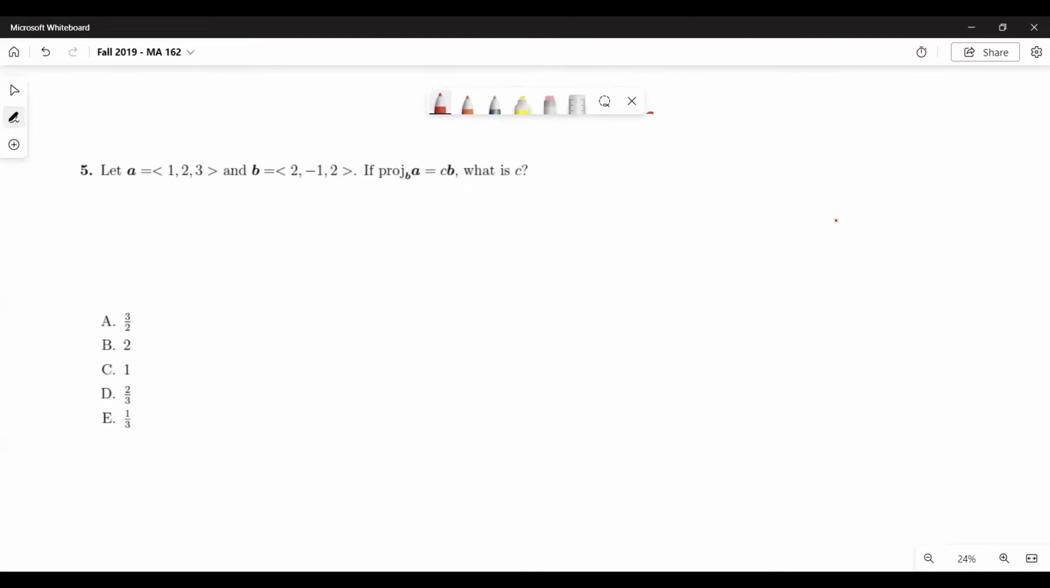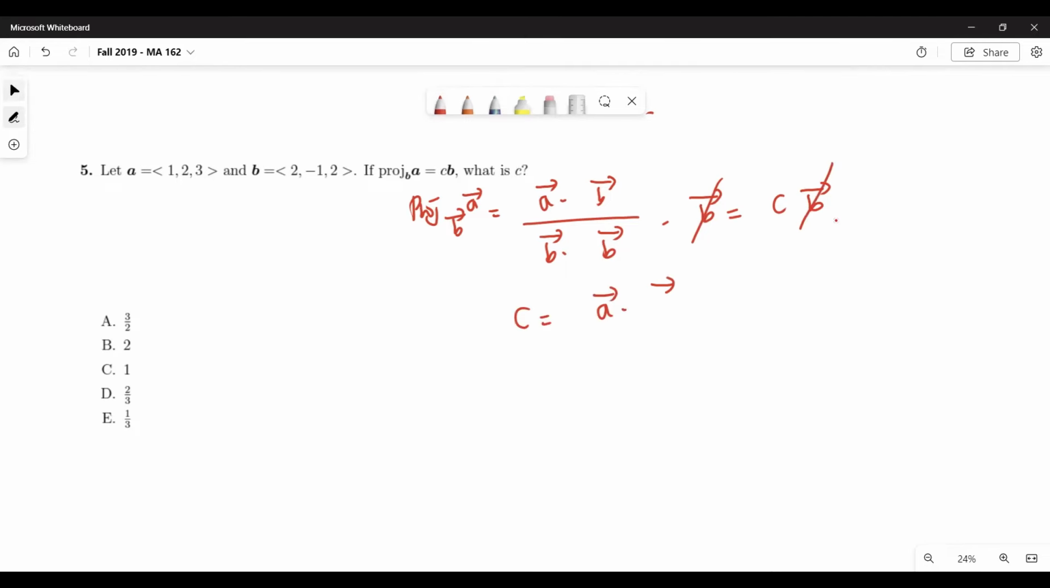So this question asks if projection A onto B is equal to CB, what is the value of C? So if you write projection A onto B, this should equal A dot B over B dot B, times B, and equal to CB. So if you see the equation, we have both B vectors multiplied, so we can cancel out both. So C should equal A dot B over B dot B.